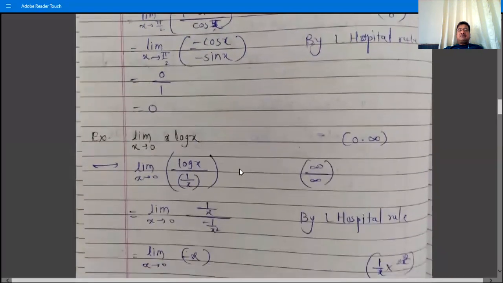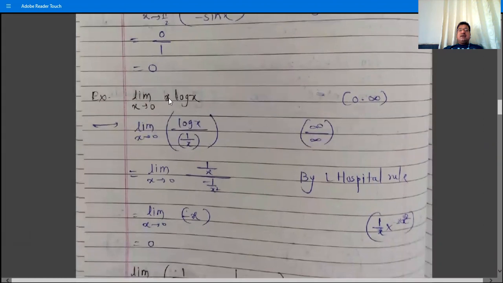Next problem: limit x tends to 0, x into log x. So x is 0, and log 0 is infinity. So this is the 0 into infinity form, and this is again an indeterminate form. So we have to reduce this form to 0 by 0 or infinity by infinity.